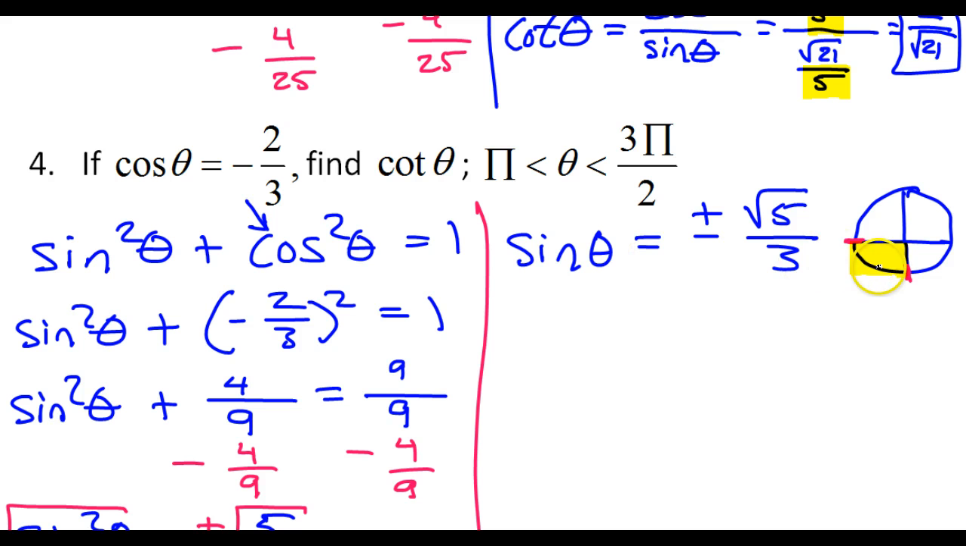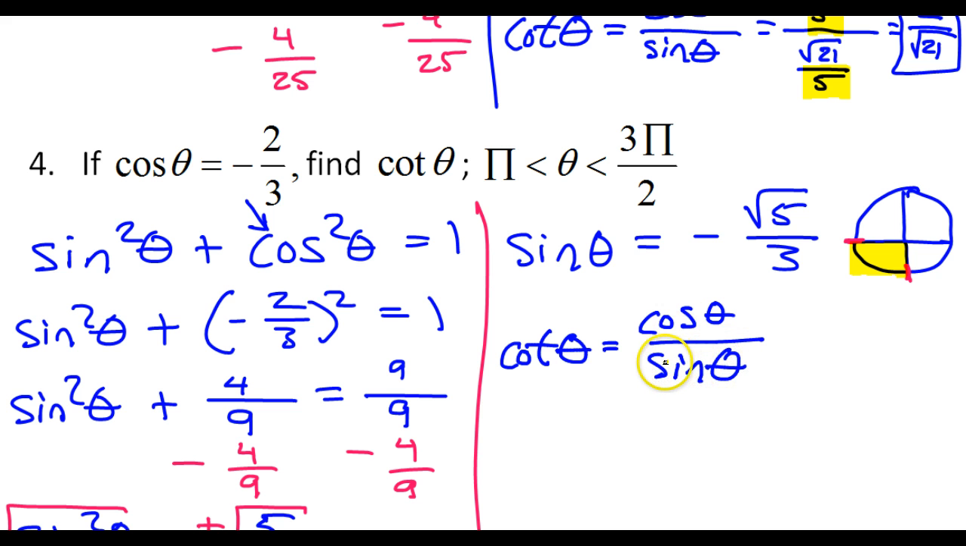Is the sine function positive or negative here? Well, sine is a y value, so that is going to be negative below the x-axis like this. So it's definitely going to be negative. So we can just go with the negative radical 5 over 3 version of this. But we're supposed to find the cotangent, which is fine. We know that cotangent is equal to cosine over sine. Alright, because it's the reciprocal of tangent.